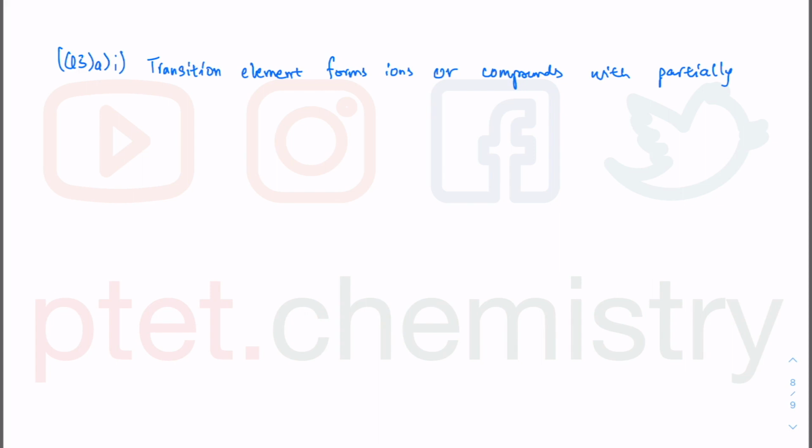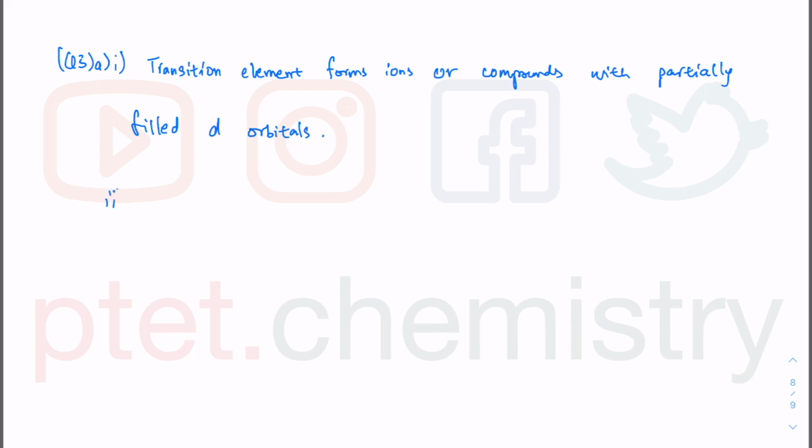Question 3 is also a transition element question. So define the term transition element. I think I talked about it earlier when we covered question 2. So transition element forms ions or compounds with partially filled d orbitals. Okay, so you must have electrons in the d orbitals, but it must be partially filled. It cannot be zero. It cannot be fully filled.